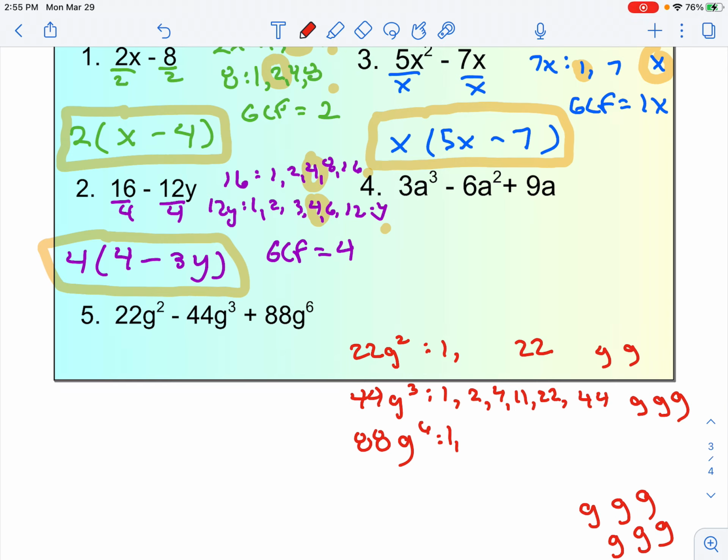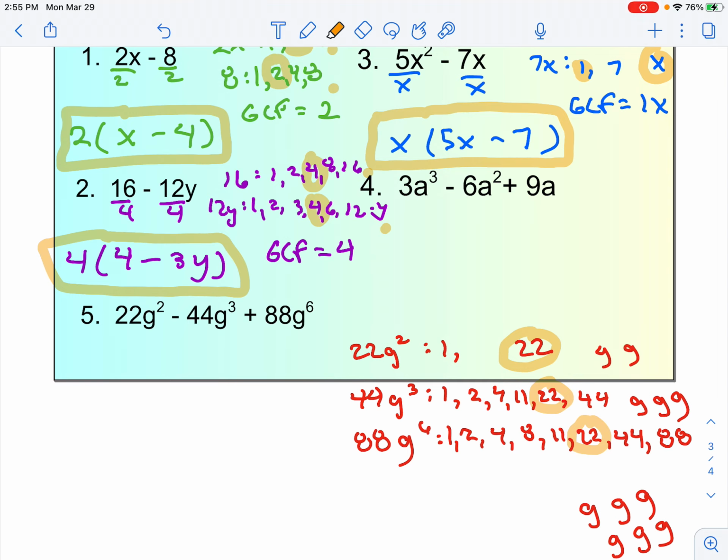We'll come back to the g's. Let's do 88. We have 1 and 88, 2 and 44. 3 doesn't go in there. 4 and 22, and then 8 and 11. So what is the largest number in common? Well, it happens to be 22.